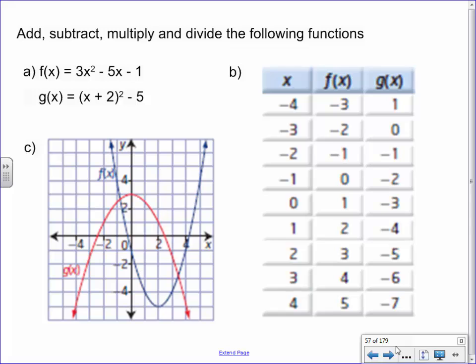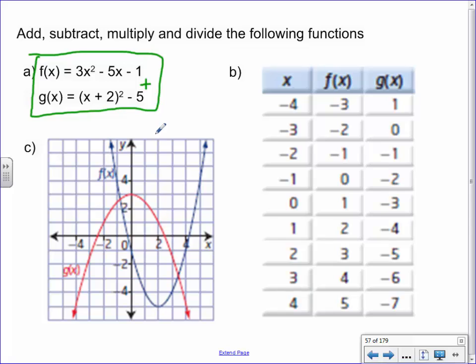So this is just basically a task showing what we've done so far. Let's just try a couple of things here, because if we were to actually add, subtract, multiply, and divide all of these functions, it would take forever. So why don't we start by maybe adding these two functions to each other right here? If I were to add these to each other, what would we get?